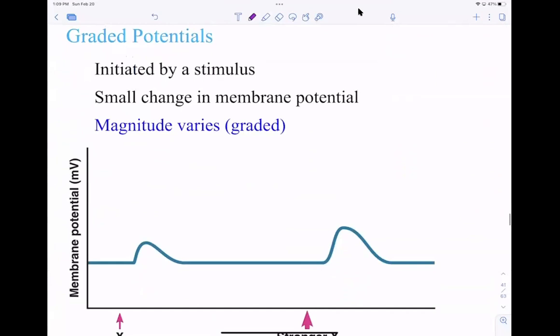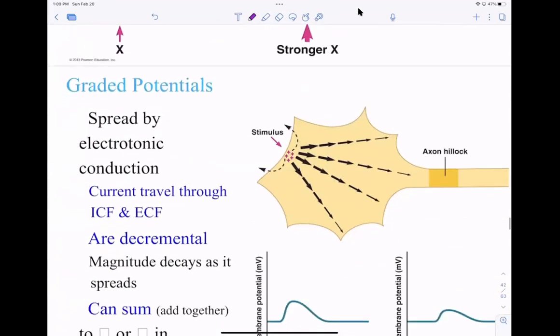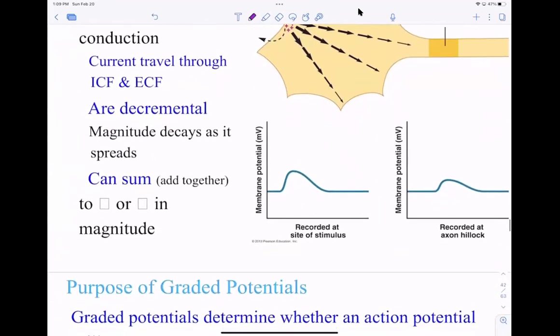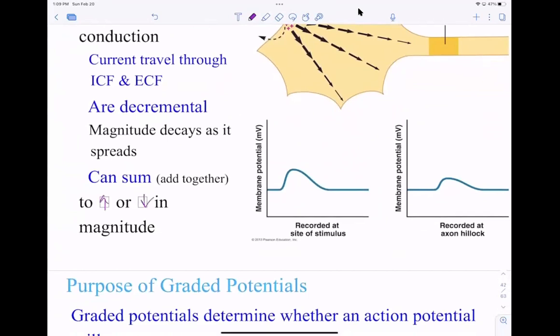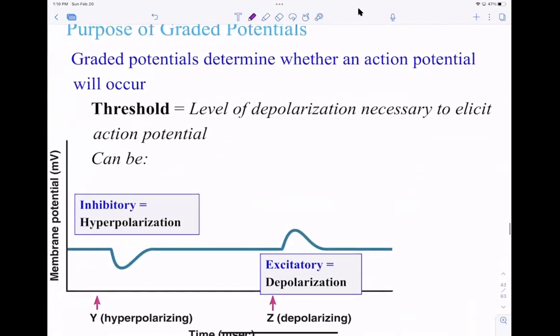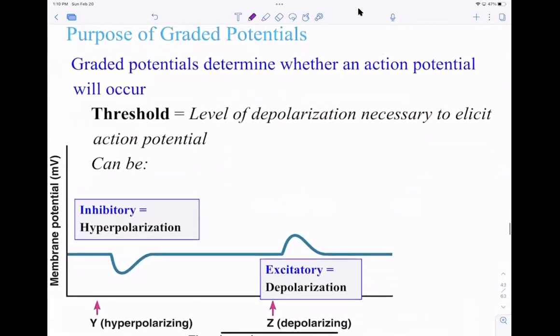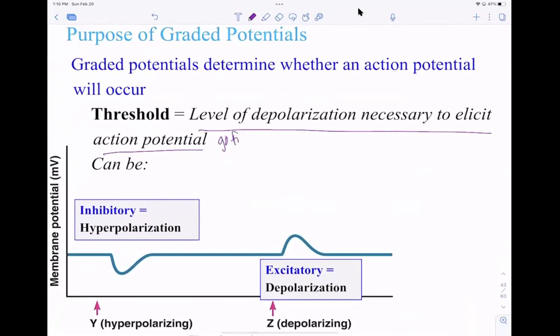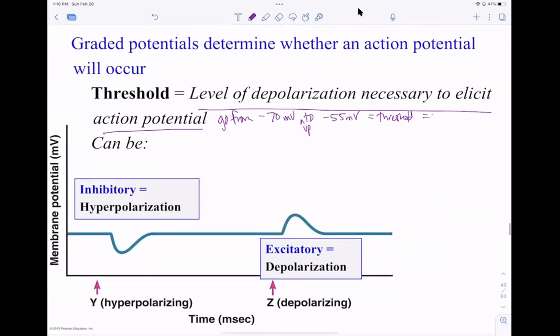And so these graded potentials are said to be able to sum together. And you guys can read this, they can sum together to increase or decrease in magnitude. What that means is you can add graded potentials to reach threshold. And threshold is the level of depolarization necessary to elicit an action potential, meaning it has to go from negative 70 millivolts up to negative 55 millivolts to reach threshold. That's for excitatory.